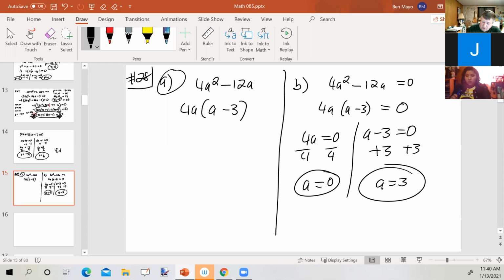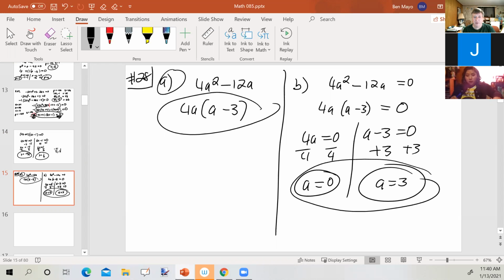So the answer to part B, those two solutions. The answer to part A, just factoring. We can't solve part A because it's not an equation. We can just factor it. But part B, we were asked to solve it. Any questions about that? All righty. With that, we're going to go on to 6.8.